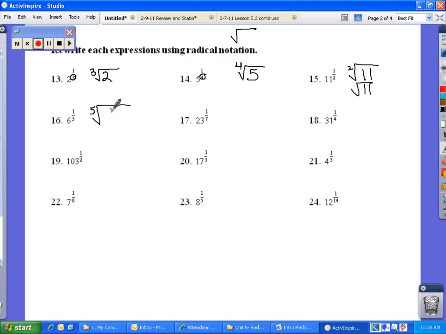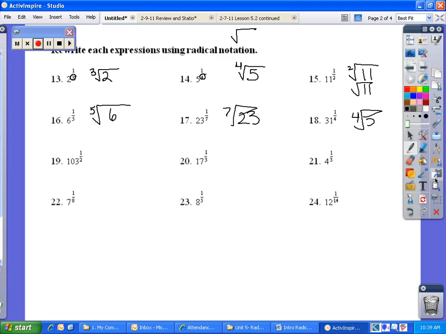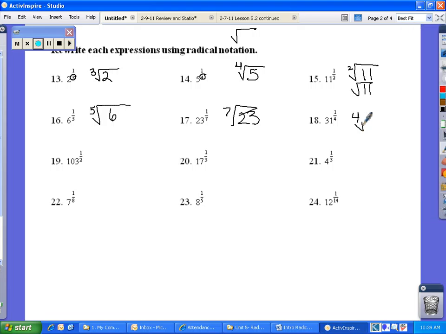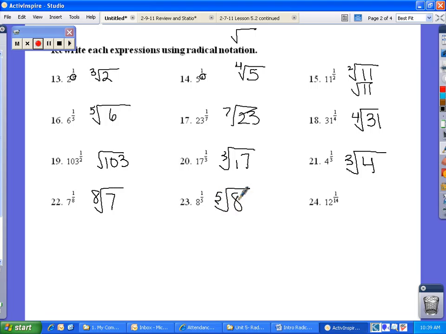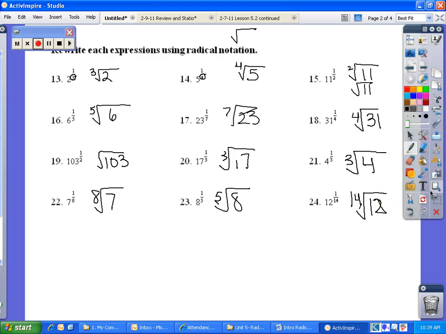Number 16 is the 5th root of 6, the 7th root of 23, the 4th root of 31, the square root of 103, the 3rd root of 17, the 3rd root of 4, the 8th root of 7, the 5th root of 8, and finally the 14th root of 12. Okay?